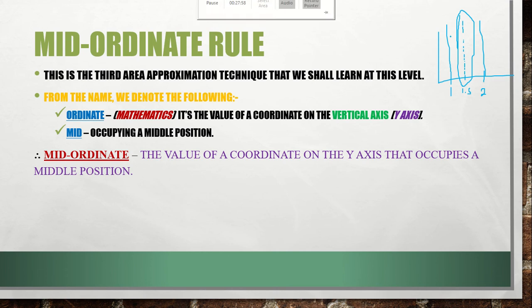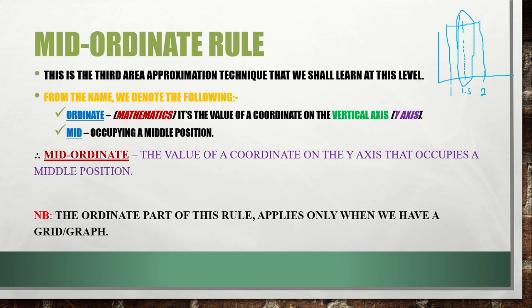And in this case, notice that in my area approximation, I'm coming up with something known as a rectangle. We're going to apply that in this case. So that's something you need to note. Now, NB, note below, the ordinate part of this rule applies only when we have a grid or a graph. So unless you have the two, we shall only apply it in approximation directly by using rectangles and all other things. But if you have a grid or a graph, the rule part, which will have you pick out the ordinate part, shall apply in this particular rule.